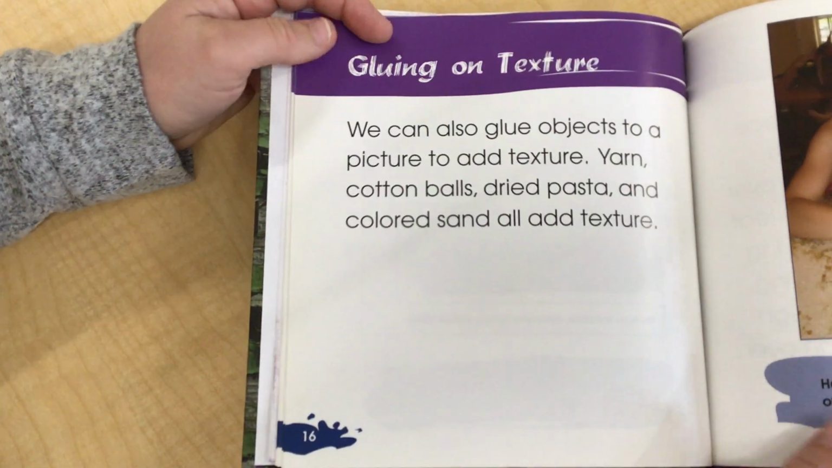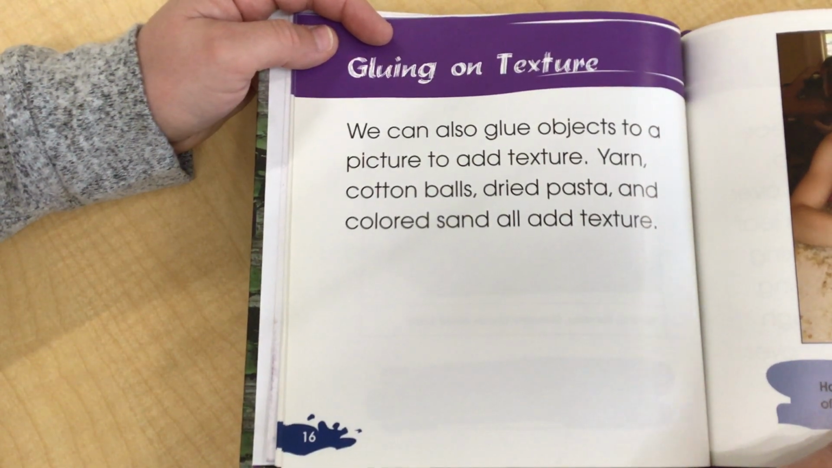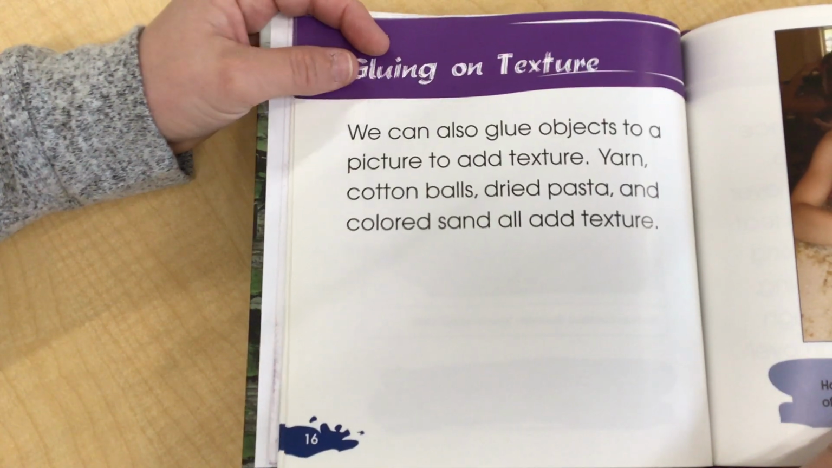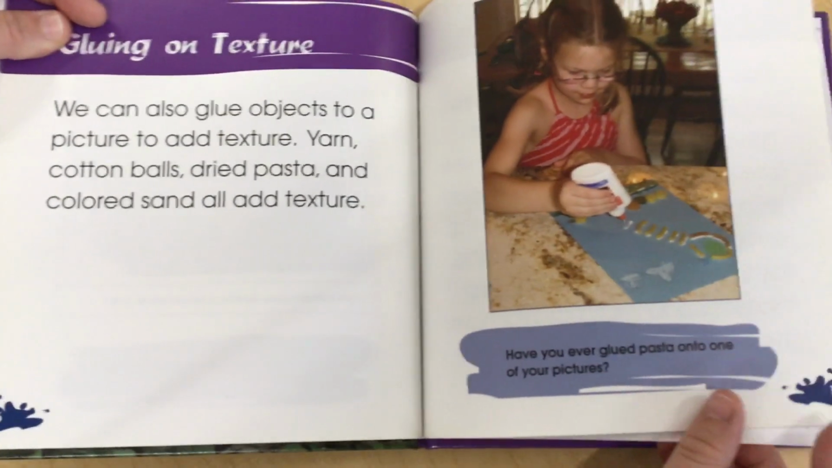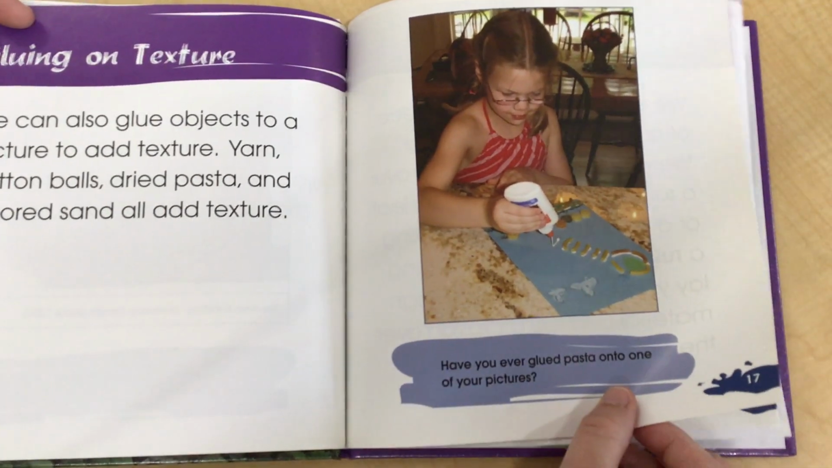Gluing on texture. We can also glue objects to a picture to add texture. Yarn, cotton balls, dried pasta, and colored sand all add texture. Have you ever glued pasta onto one of your pictures?